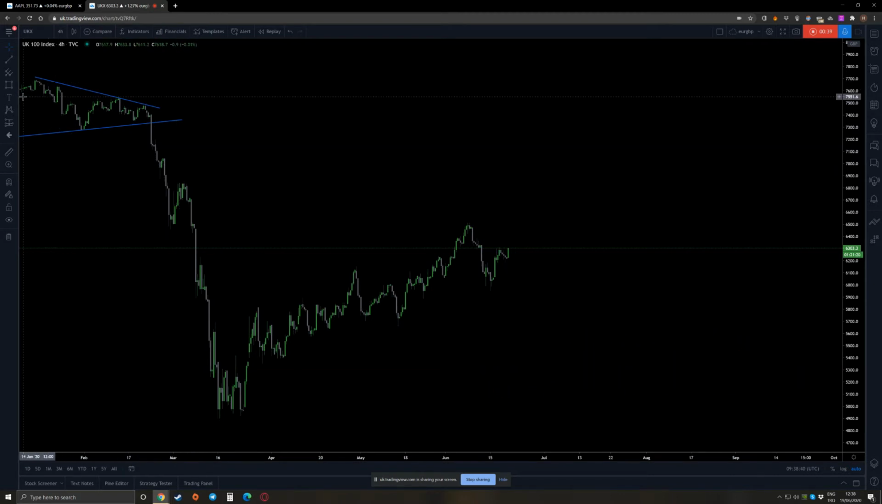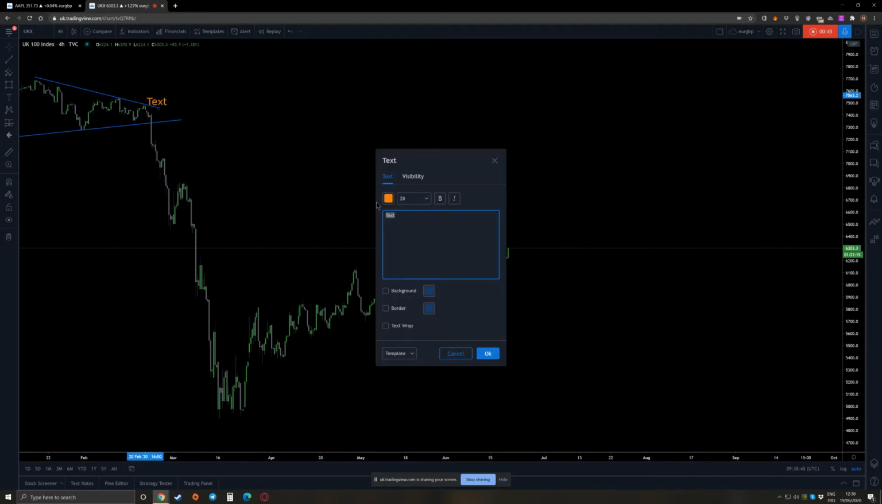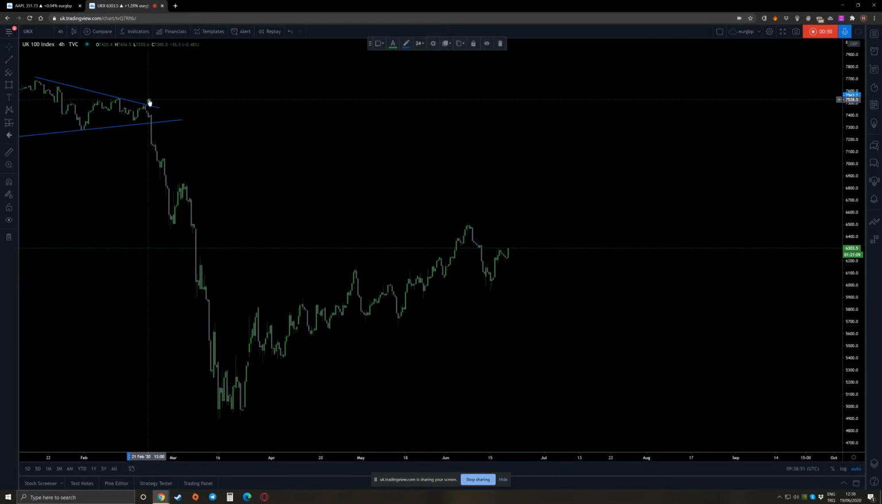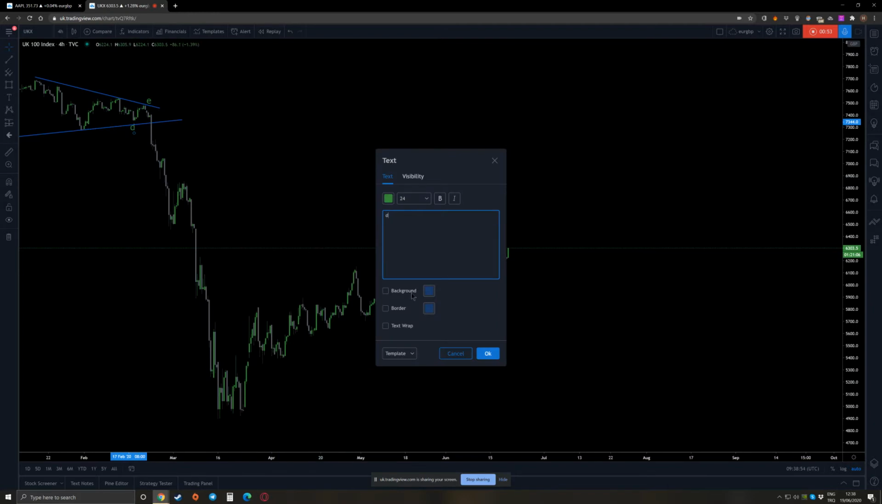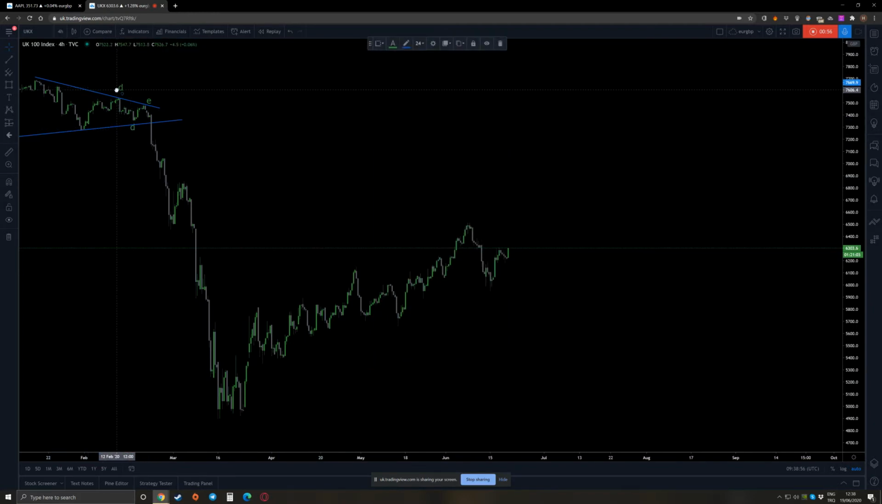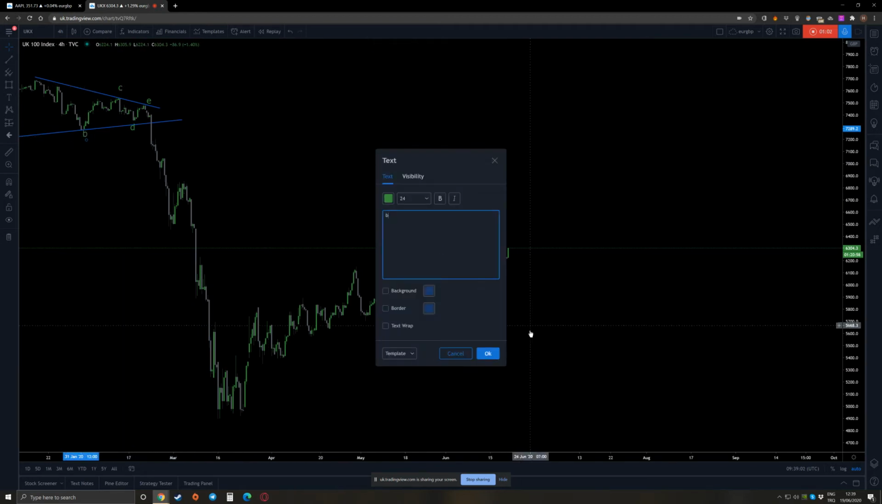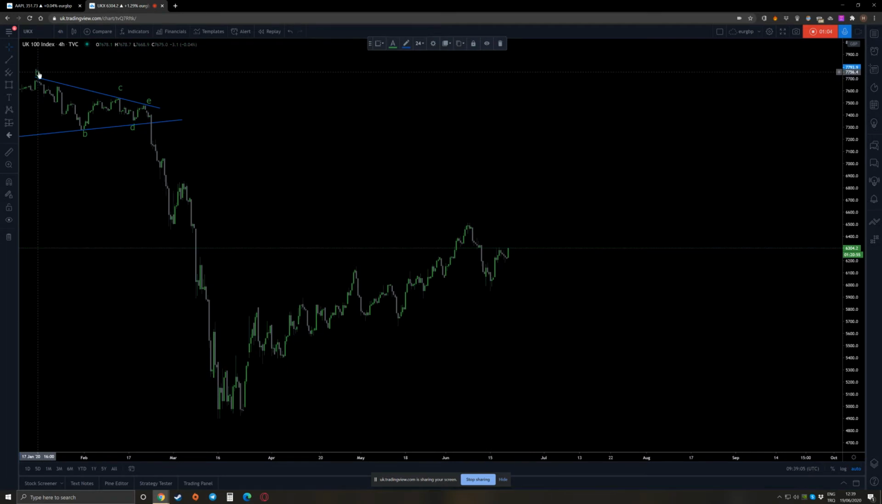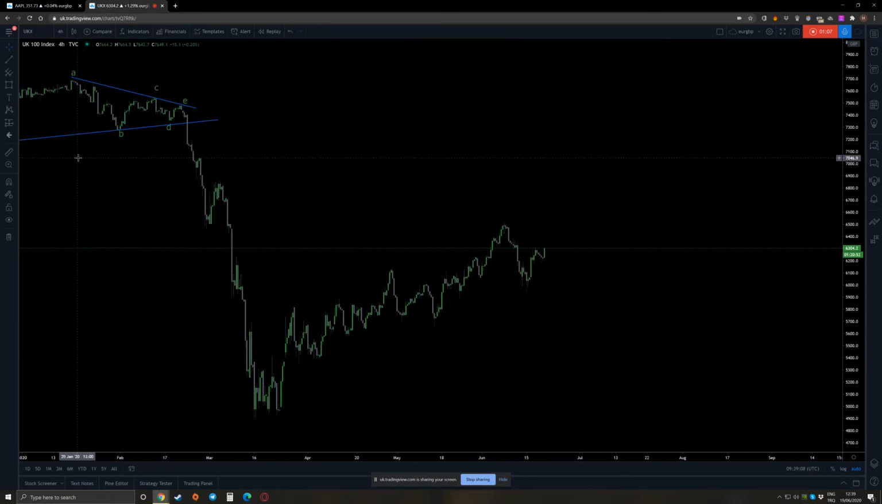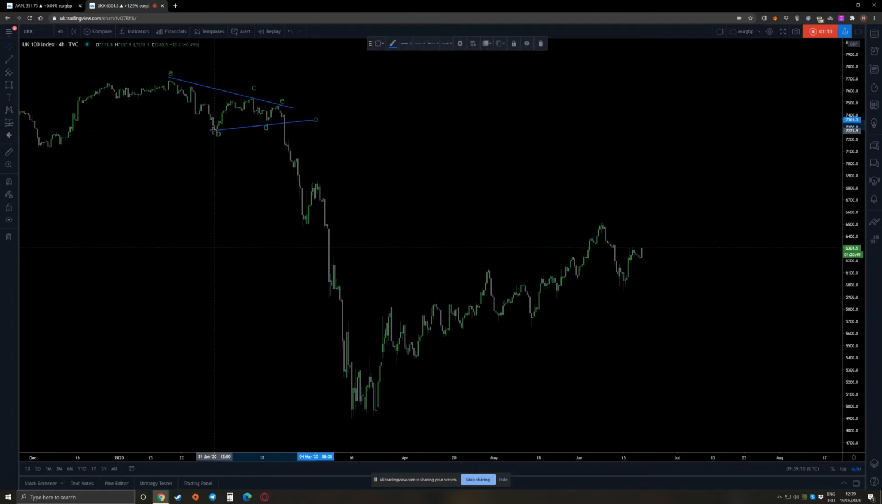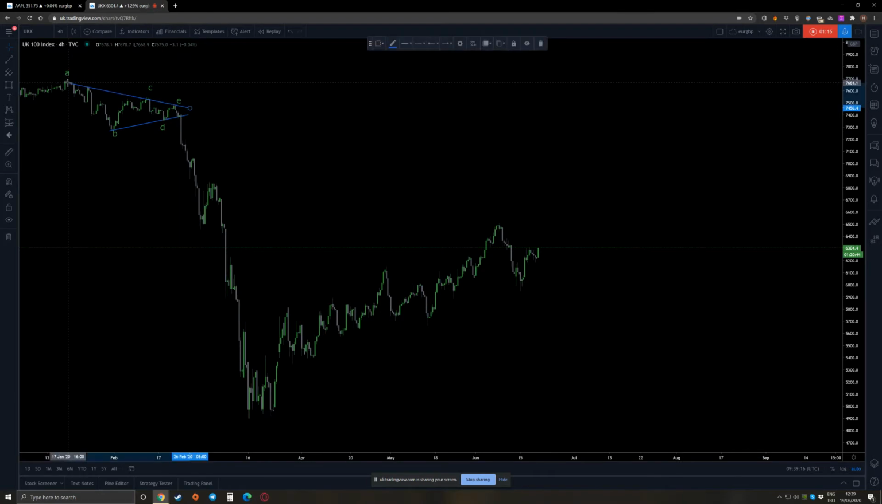Now, if this triangle is actually broken lower, it means that this triangle made an E wave here, because triangles consist of an A wave, a B, C, D, and an E wave. If this is a triangle, it's supposed to look something like this.